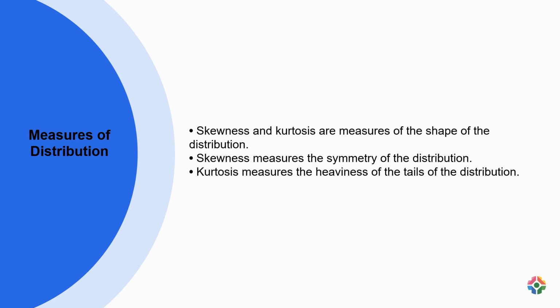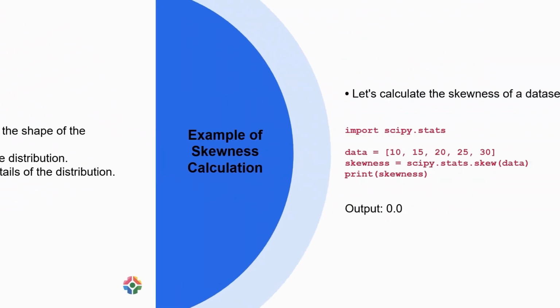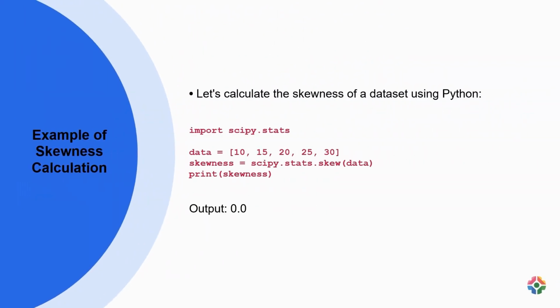High kurtosis indicates heavy tails, which means the distribution has more extreme values. For instance, a financial returns distribution with high kurtosis might have more outliers indicating higher volatility. Conversely, low kurtosis signifies lighter tails and fewer extreme values. To calculate the skewness of a dataset in Python, you can use the SciPy library.